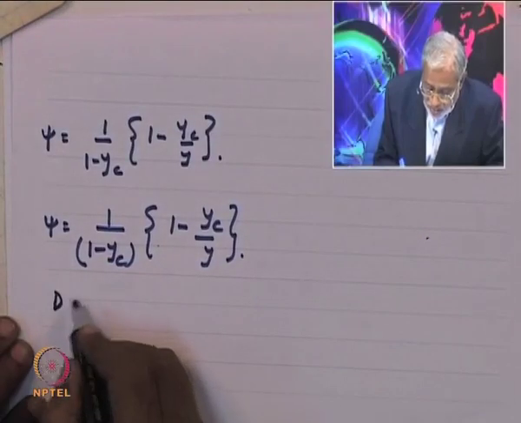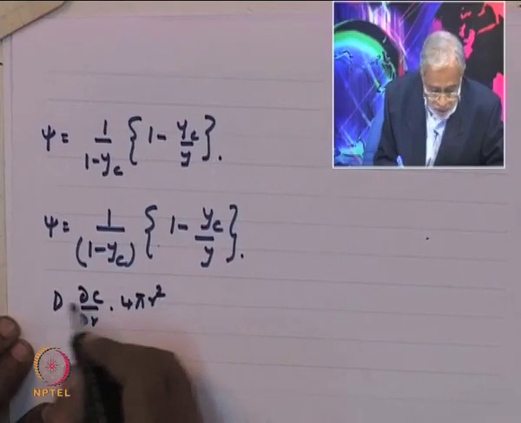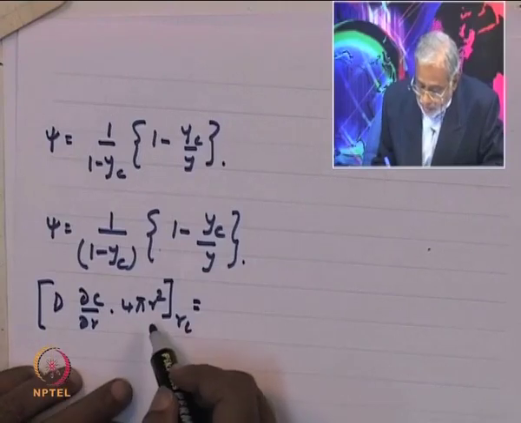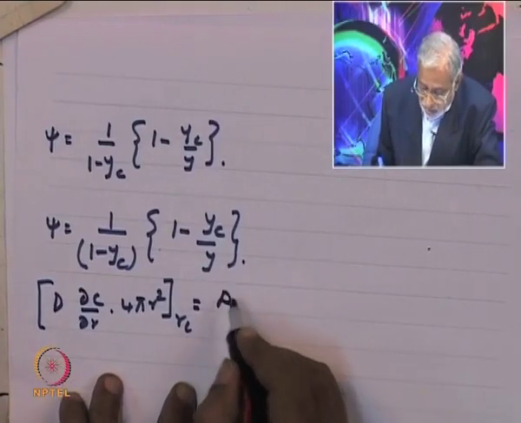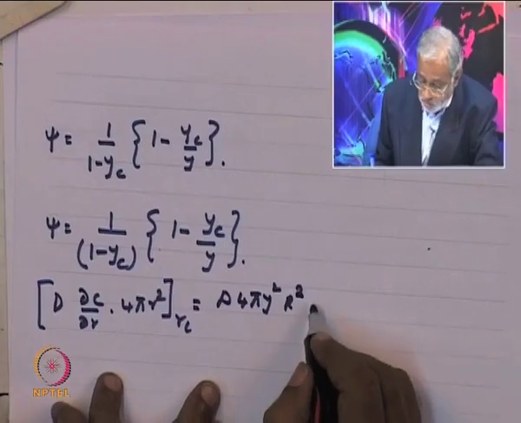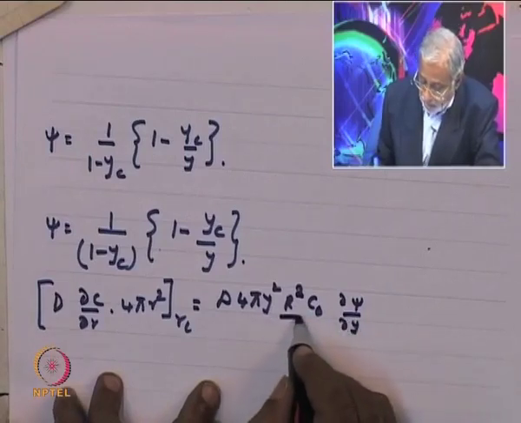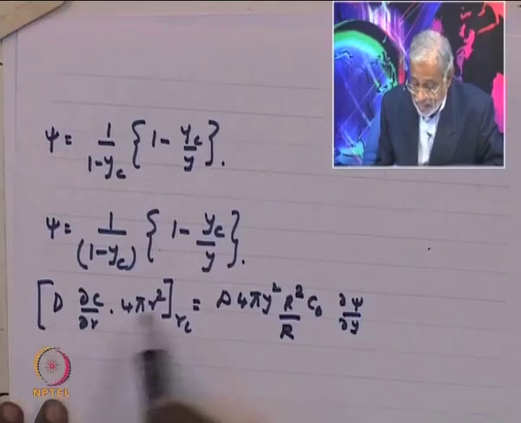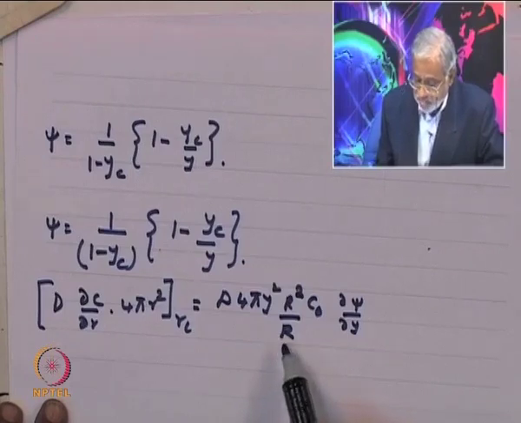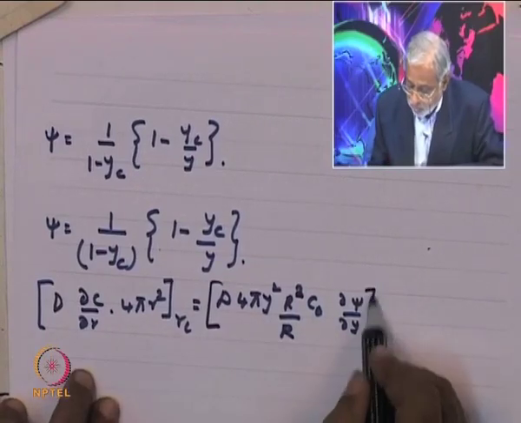So, what is D del C del R 4 pi R squared at R equal to R C? We want this. Now, I am writing this in terms of the non-dimensional coordinates. Please see whether I have got it right. 4 pi y squared r squared, c naught del psi del y, divided by r. Let us see if we have got all the numbers right. D is here. Now, del c del r, I have written as del psi del y, I put an r here, so that takes care of that. 4 pi r squared, after 4 pi y squared r squared, at r equal to r c. So, this becomes y equal to y c.